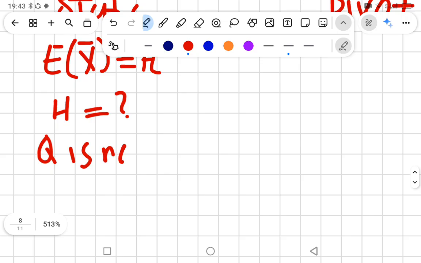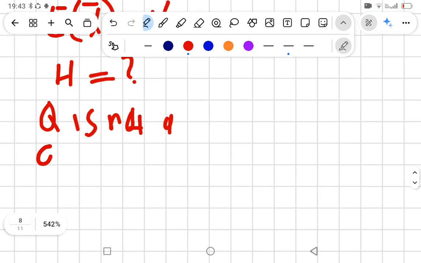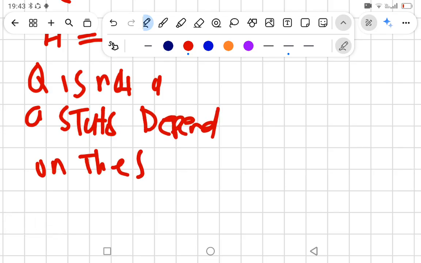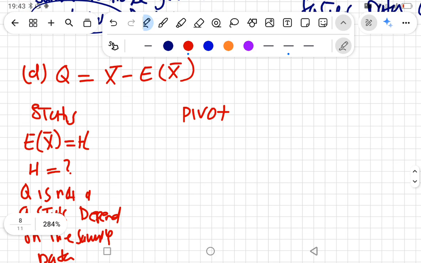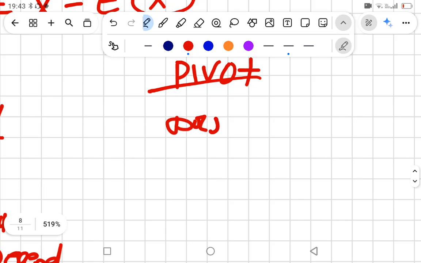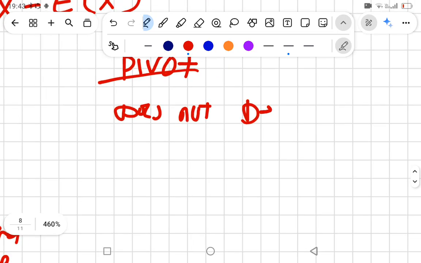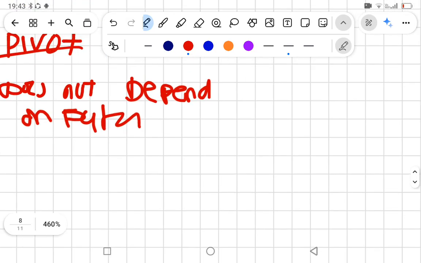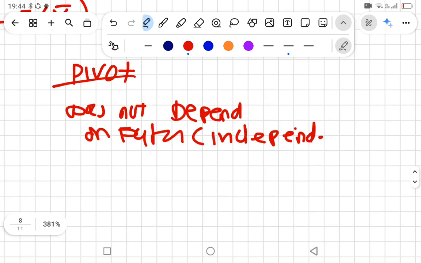So Q is not a statistic, because a statistic depends on the sample data, but the pivot does not depend on the data. The distributions are usually independent when it comes to a pivot quantity.